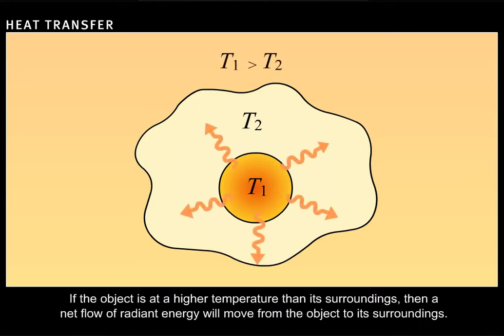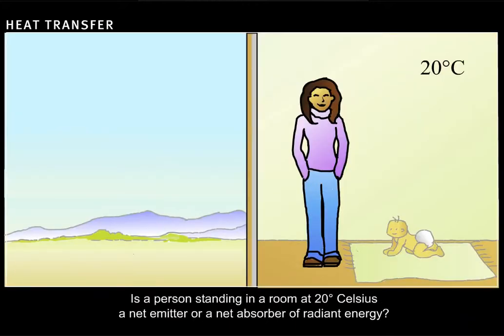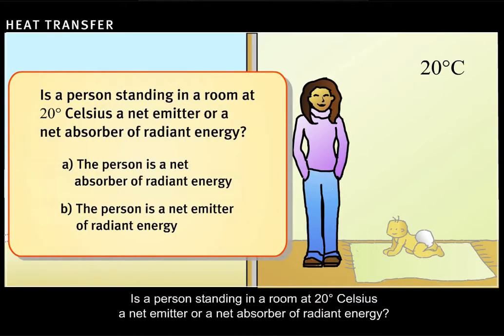If the object is at a higher temperature than its surroundings, then a net flow of radiant energy will move from the object to its surroundings. If the object is at a lower temperature than its surroundings, then a net flow of radiant energy will move from the surroundings to the object. Is a person standing in a room at 20 degrees Celsius a net emitter or a net absorber of radiant energy?